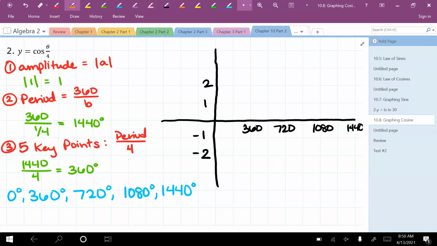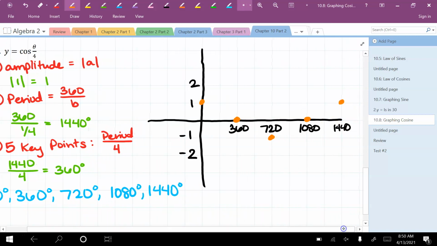So we start at 0, 1. Then at 360, we're down on the axis, so we're back at 0. Now at 720, you have to go down to -1. At 1080, you're back up at 0. And then at 1440, you're back up at 1. And then we're going to go ahead and draw this in. Okay, and so that's what that graph should look like.